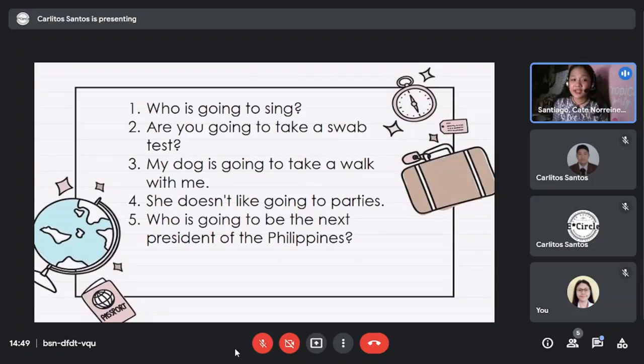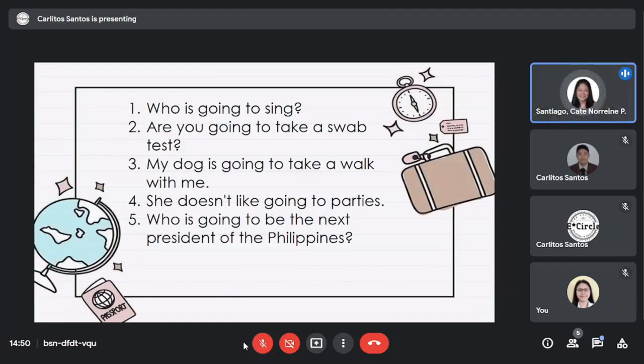For the second one, we have here: are you going to take a swab test? Are you going to take a swab test? Brence is raising her hand. My answer is yes or no question. That's right. It is a yes or no question. Thank you.